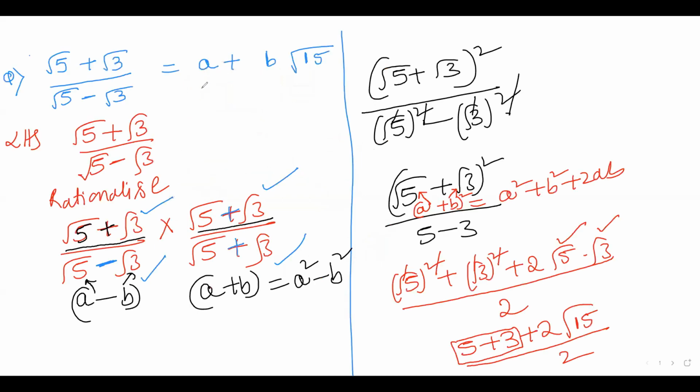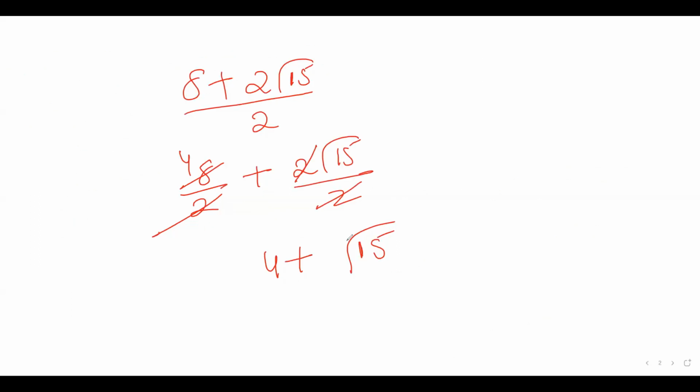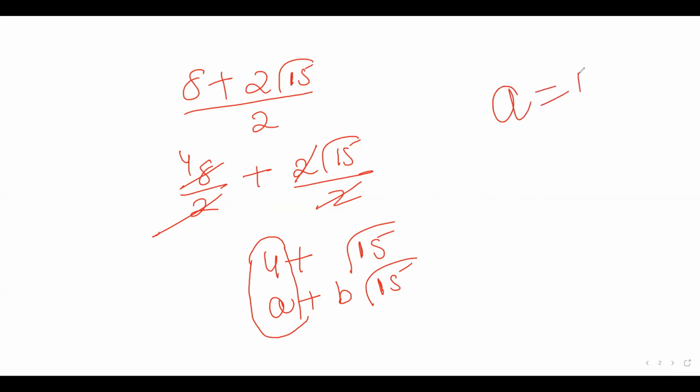Let us see what is given in the right hand side. It is given a plus b root 15. A value is 4. Here you can assume there is 1. It is 1 root 15. So b value will be 1. That's it.